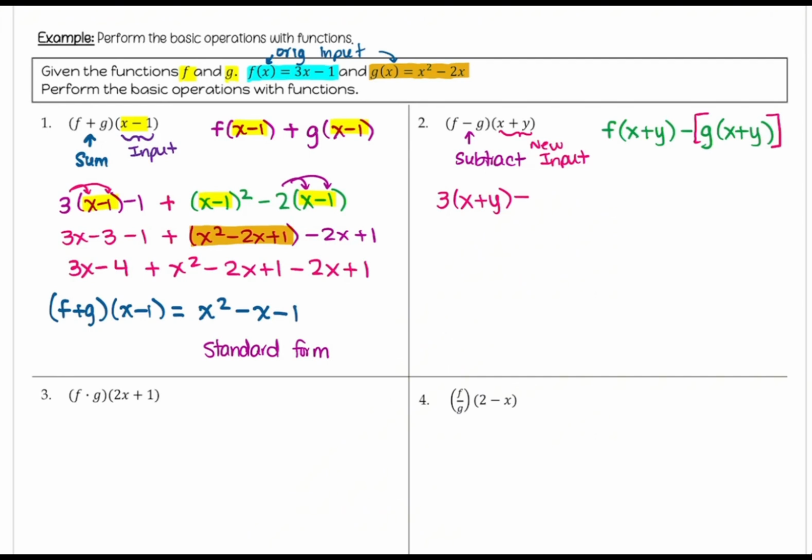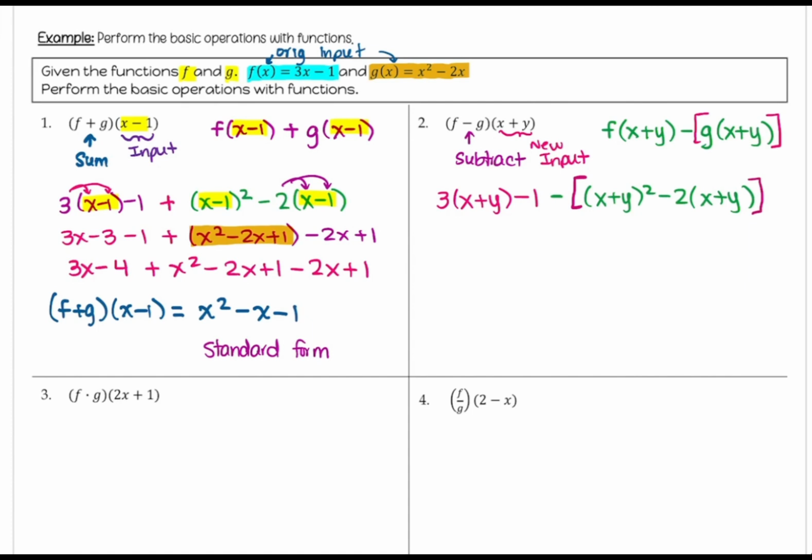We are subtracting 1. What we want to do is subtract the g function, and the g function consists of the input squared minus 2 times that input. So again, everywhere I had an original input of x, I am replacing it with the new input. And just to make sure I don't mess up, I am wrapping the g function with extra grouping symbols.